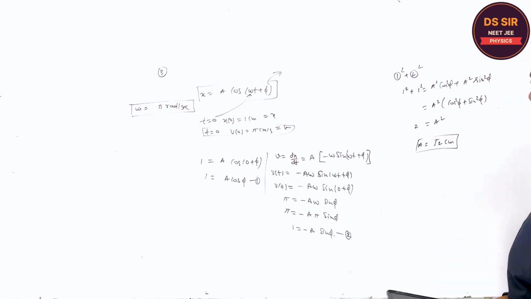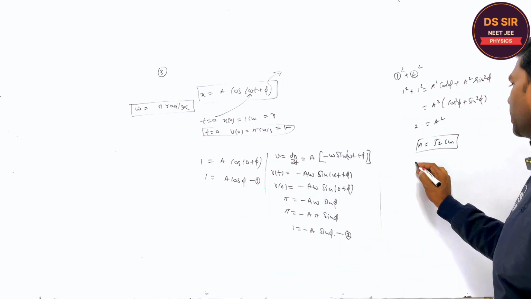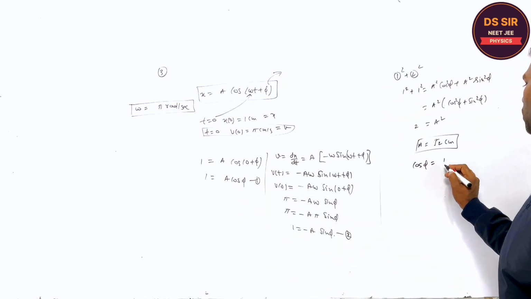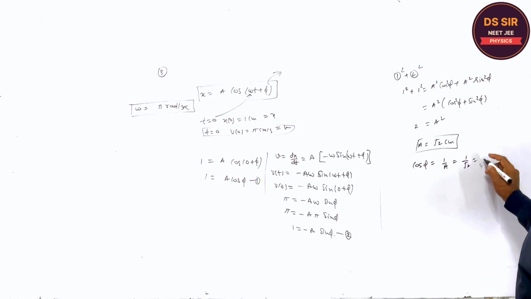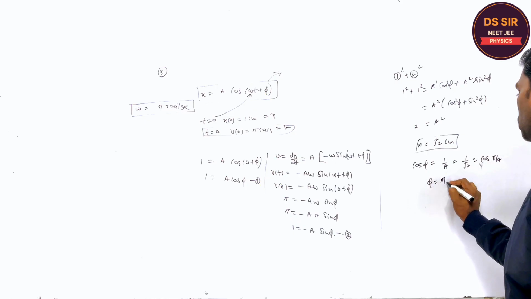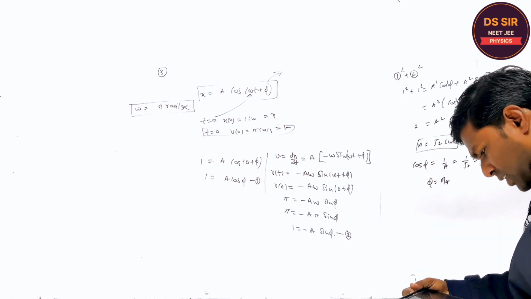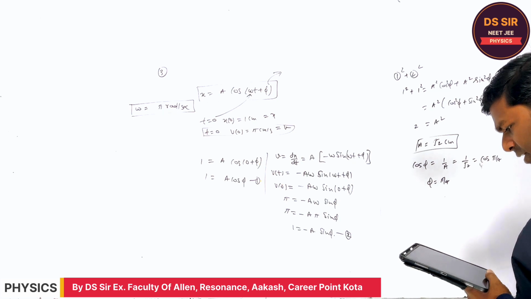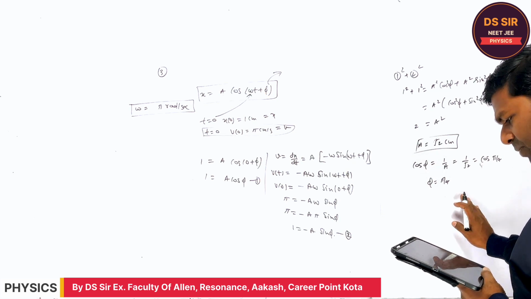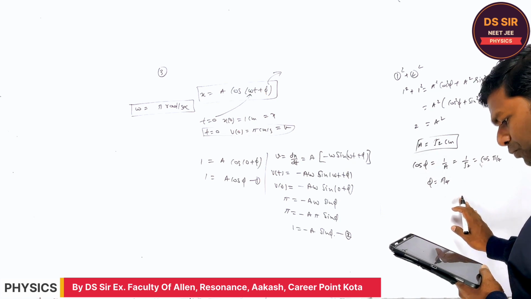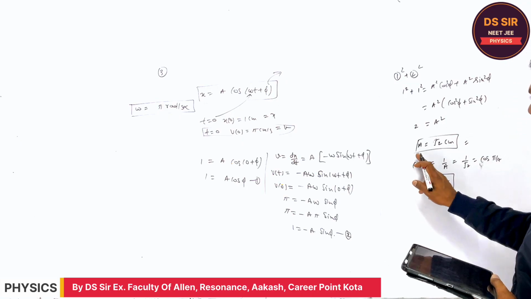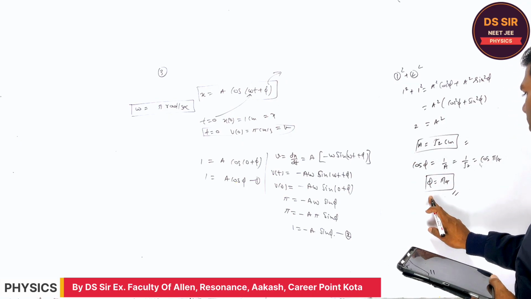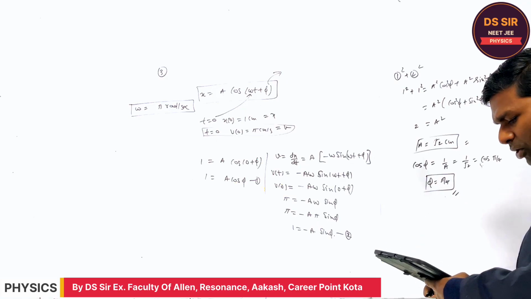And how to find the phi? If you want to find phi, cos phi is equal to 1 upon a, is equal to 1 upon root 2, is equal to cos 45, cos pi by 4. So phi is equal to pi by 4. Is it clear or not? Right. Wait for 1 minute. This is the pi by 4. Can you check the answer? The root 2 is the amplitude and pi by 4 is the correct answer. Is it clear or not?